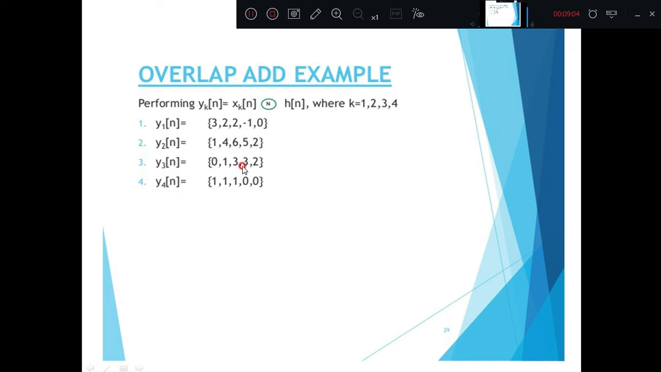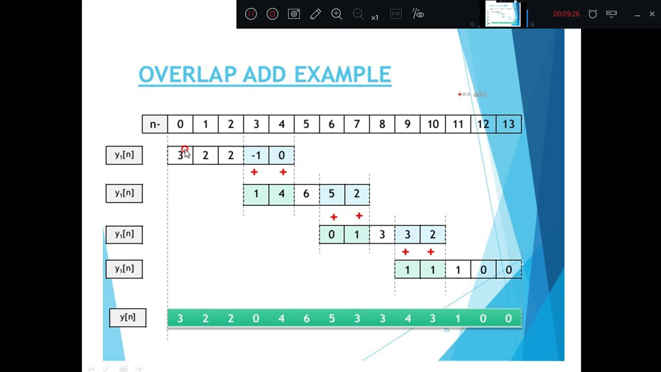Write this down like this, right? So what you have to do is add the last M minus 1 samples of y1 of n with the first M minus 1 samples of y2 of n. So here minus 1 plus 1 is 0, 0 plus 4 is 4. So this is my y1 of n, y2 of n, y3 of n, y4 of n, right? So you have to arrange this output sequence like this, so that it becomes easy to identify the overlapped sample values, right? M minus 1 overlapped sample values.